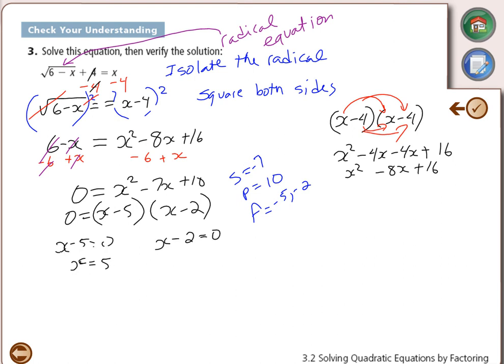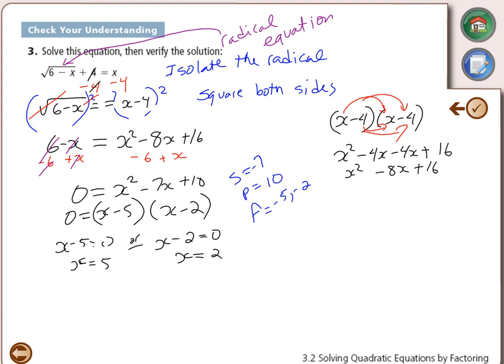Don't want to box it in until I make sure that they work. And x equals 2. So there's my two potential answers. Here's the problem. The other ones I didn't necessarily have to verify. I knew they were working. But they keep saying verify, verify, verify.